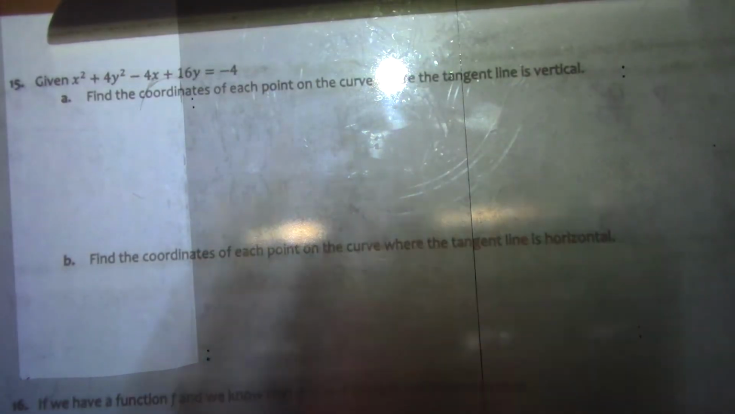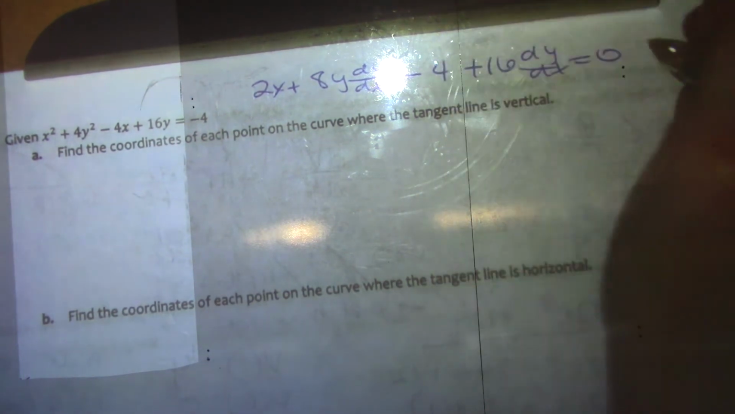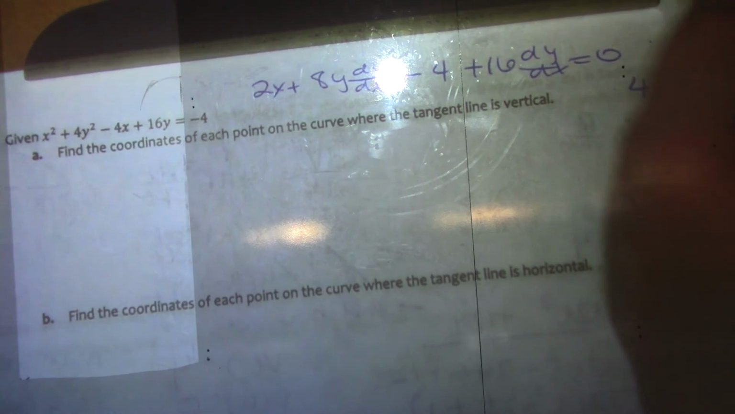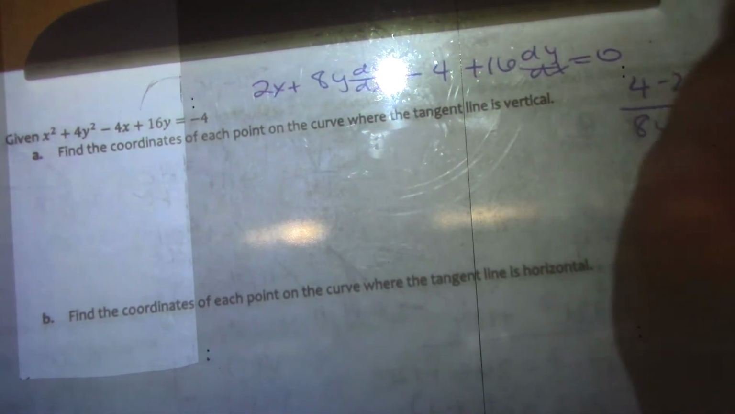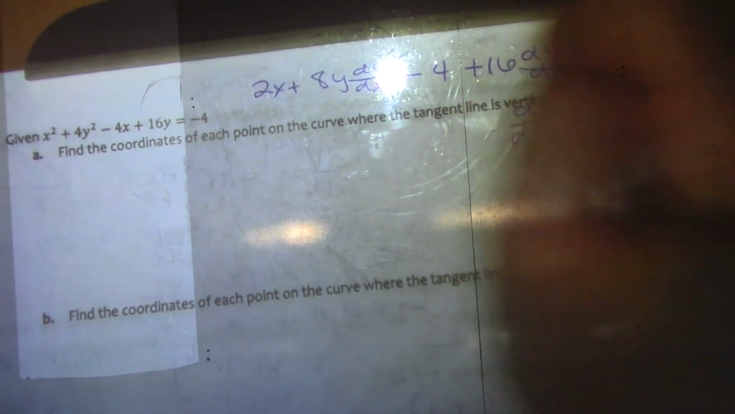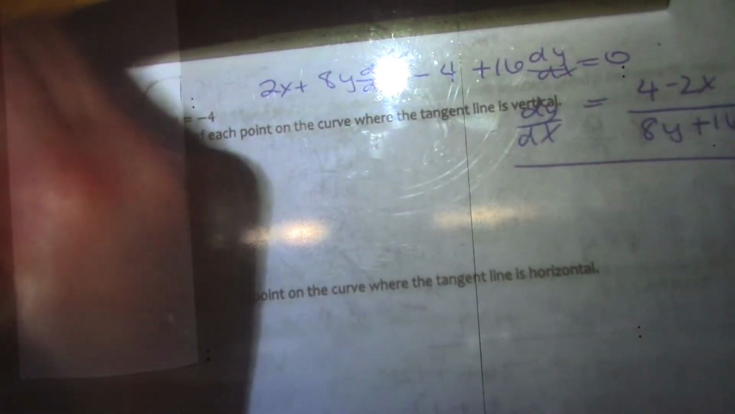Another implicit one, so take the derivative with respect to x: 2x plus 8y dy/dx minus 4 plus 16 dy/dx equals 0. Add the 4 over, subtract the 2x, so 4 minus 2x, factor out 8y plus 16, and now I've got my dy/dx. To find where the tangent line is vertical, that's where it's undefined, so you set the bottom equal to 0, and you get y equals negative 2.